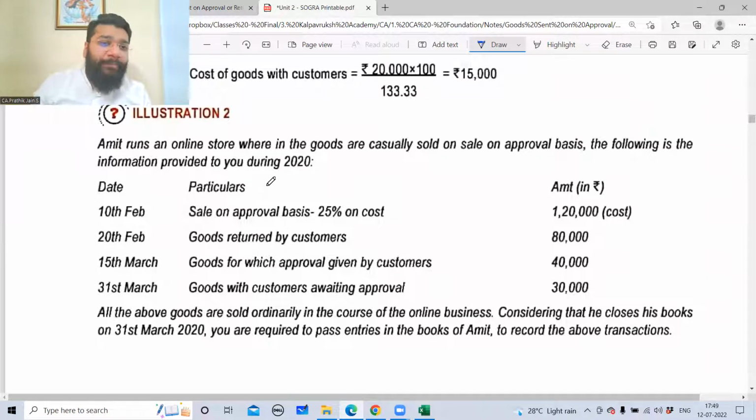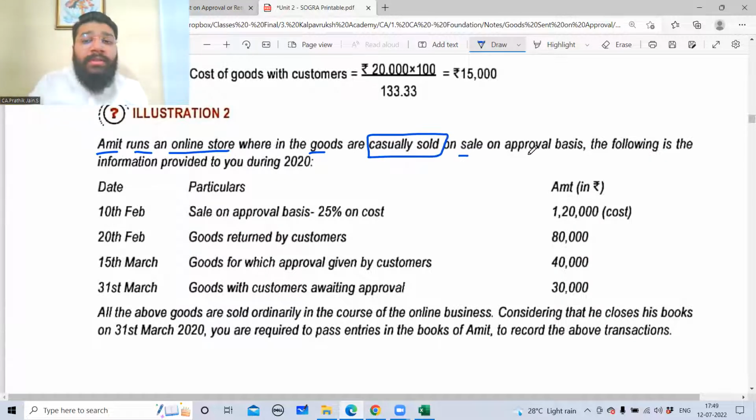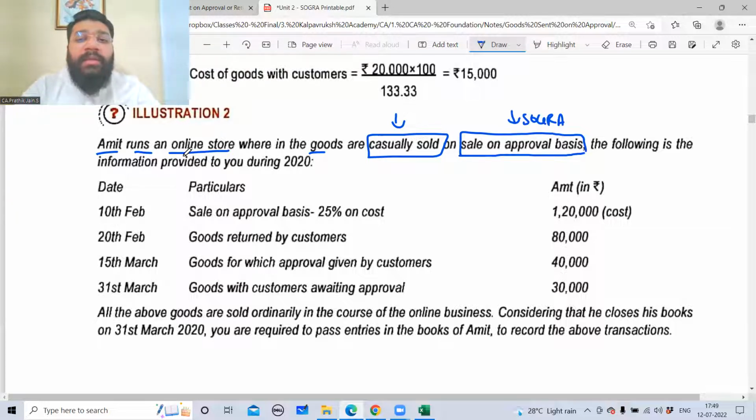Illustration 2 says that Amit runs an online store where the goods are casually sold on sale on approval basis. So guys, this is a question from which chapter? Sale on approval basis. So this is sale of goods on return on approval basis, and here the nature is casual, which is case number A. The following is the information provided to you during 2020.